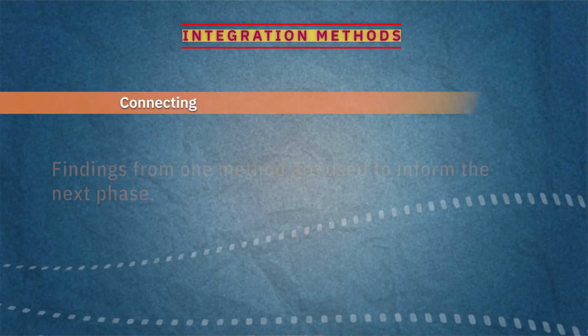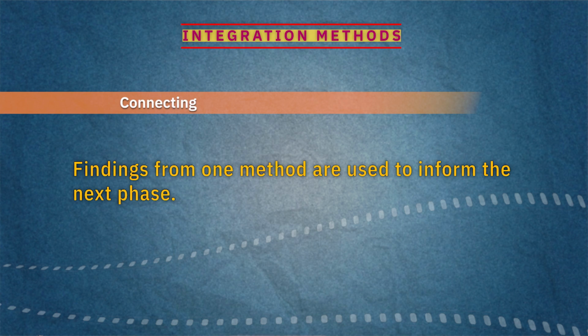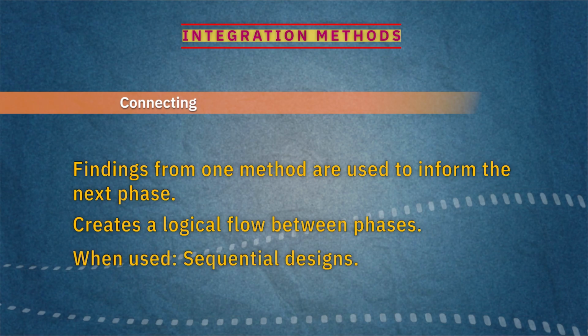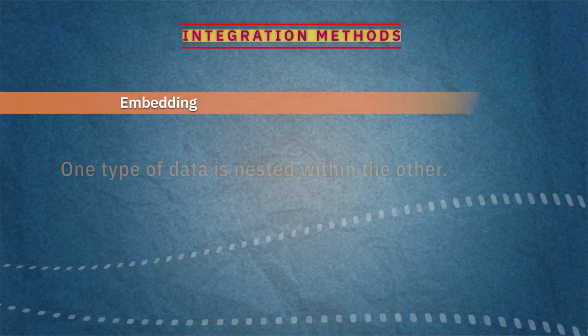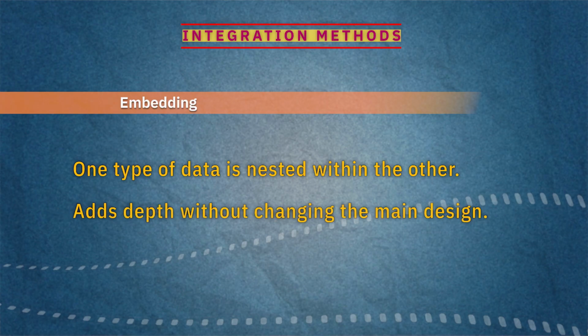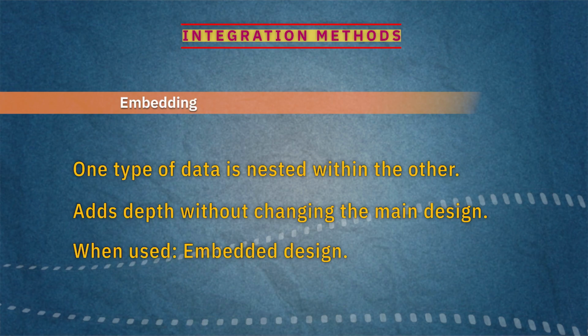Second is connecting, where findings from one method are used to inform the next phase. It creates a logical flow between the phases. It is used in sequential designs, where a survey identifies some extreme cases, which leads to choosing those participants for interview. Another method is embedding, where one type of data is nested within the other, and it adds depth without changing the concept of the main design. It is used in the embedded design. For example, an experimental study supported by some interview feedback.